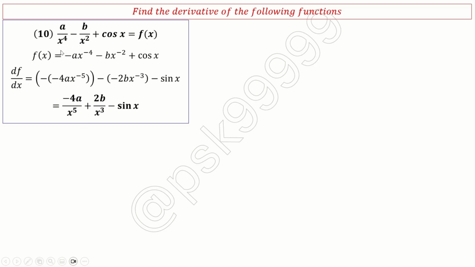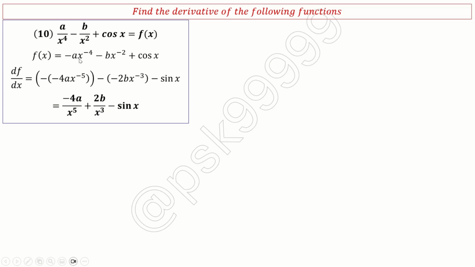Okay. a by x to the power of 4 minus b by x square plus cos x, which is f of x. Now I can do it directly. Easy way is, instead of keeping it in the denominator, because there is only one variable, you write it, sorry, this is not minus, just a x to the power of minus 4 minus b x to the power of minus 2 plus cos x. Okay. There is no minus, so the minus sign you just ignore. Only in the end you will get the minus sign.